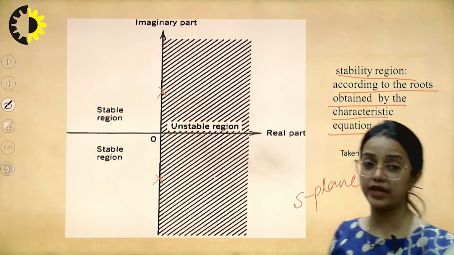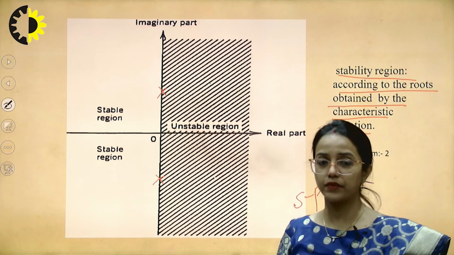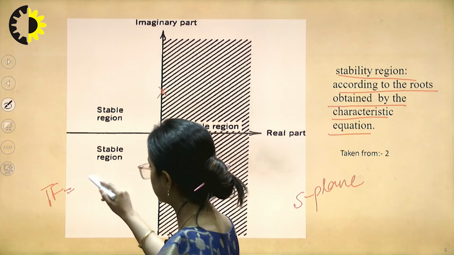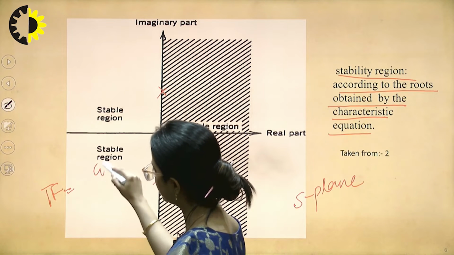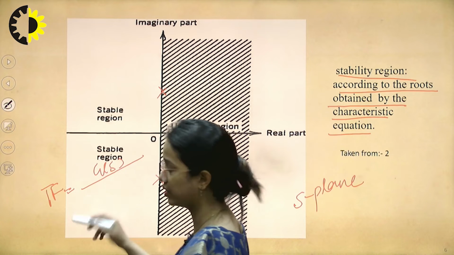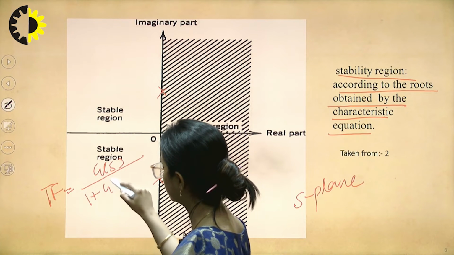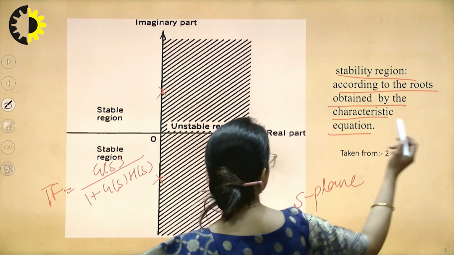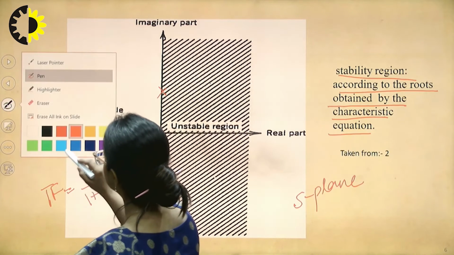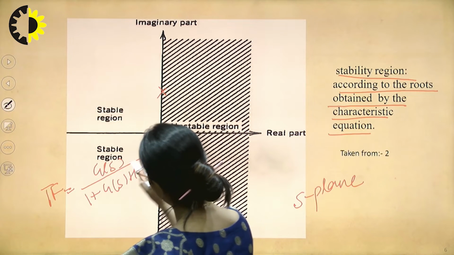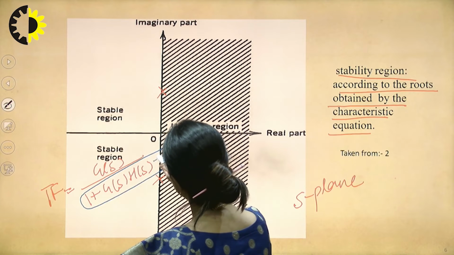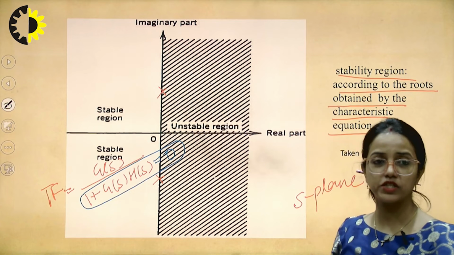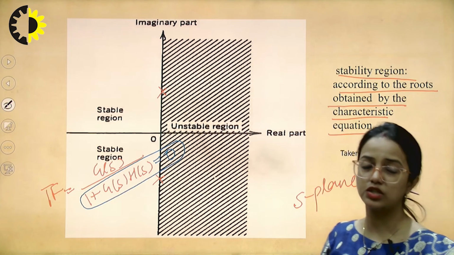Now again, the characteristic equation we know. Let's say we have a transfer function here. Let us take an example of negative feedback only. So it is 1 plus G(s)H(s). The characteristic equation is what we obtain by equating this portion to 0. So the characteristic equation is the denominator of the transfer function equated to 0.